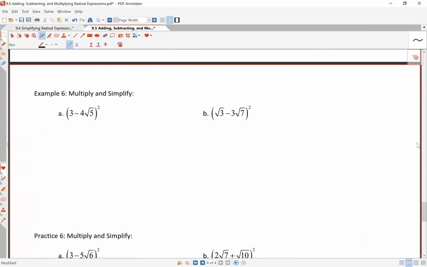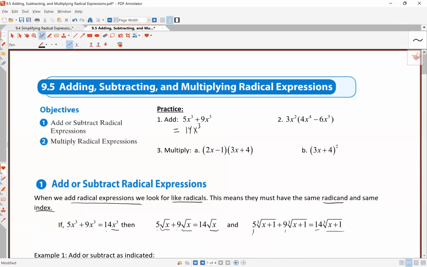All right, and then the last one, last type. Remember, when you square a binomial, you rewrite it 2 times, and then you FOIL it. 3x times 3x is 9x squared. 3x times 4 is 12x, and another 12x. So there's always 2 of those. And then plus 16, giving us 9x squared plus 24x plus 16.